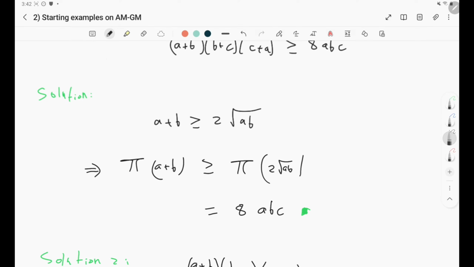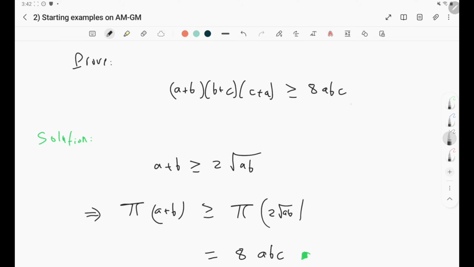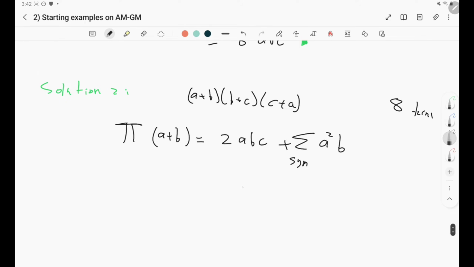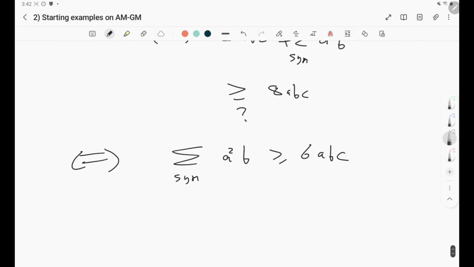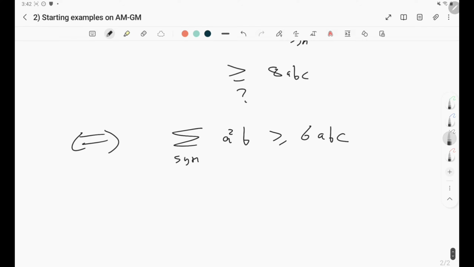What next? Of course, the question asked us to show this is greater than 8abc. Perfect. So I need to prove that this is greater than 8abc. So I already can cancel 2abc from here and there. So actually, I just need to prove that sigma symmetric a square b is greater than 6abc. Now I do have a sigma, so I simply can apply the AM-GM. And if you apply the AM-GM, you'll be done at once. You can just think about it. You have how many terms? 6.